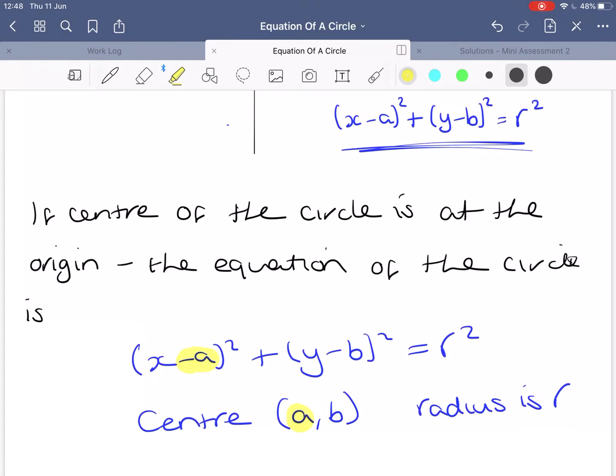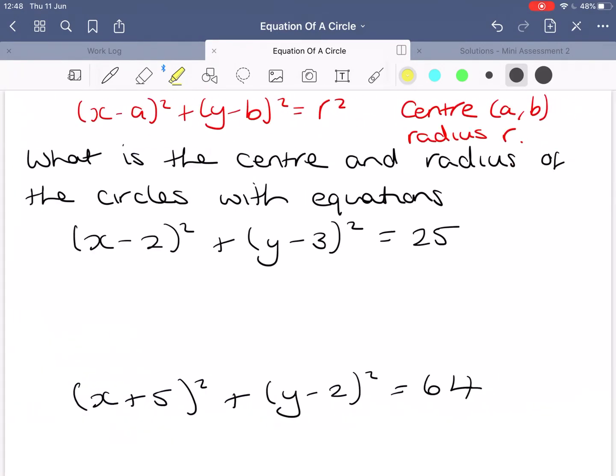Notice a difference in the sign. This is minus b at the point when the centre is B. So, let's think about this now.